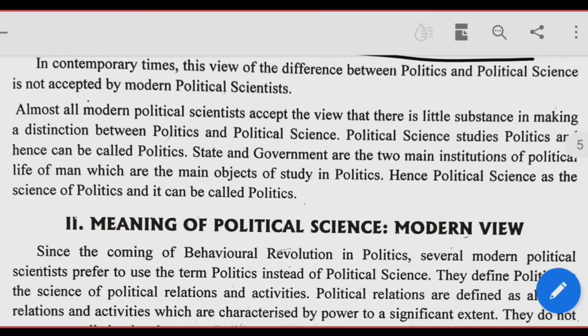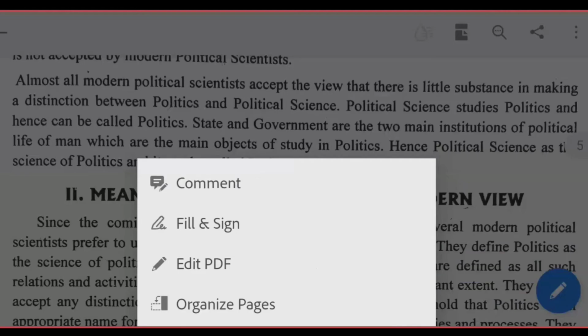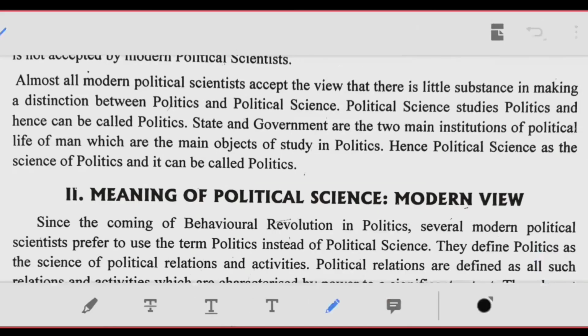Political science studies politics and hence can be called politics. So it is mentioned over here. You can see here, once again, I am just marking it. Political science studies politics and hence it can be called politics. That is why it can be called only politics.